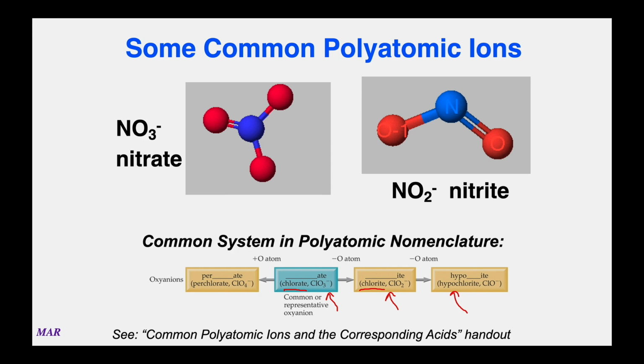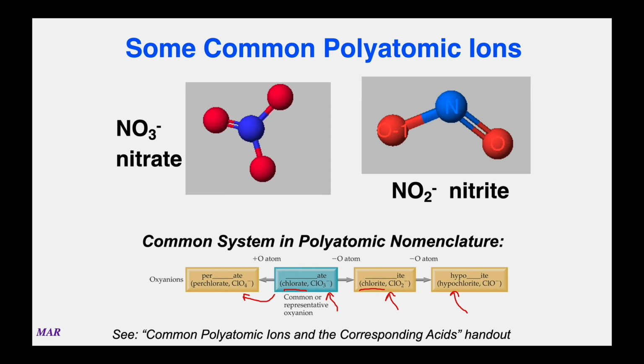And once in a while, you can add 1 more oxygen to the common form. And chlorate plus 1 more oxygen would be ClO4 -1. That still has the chlorate base, but you put a per in front of it. So perchlorate would have 1 more oxygen than chlorate, while chlorite has 1 less oxygen, and hypochlorite 2 less oxygen.